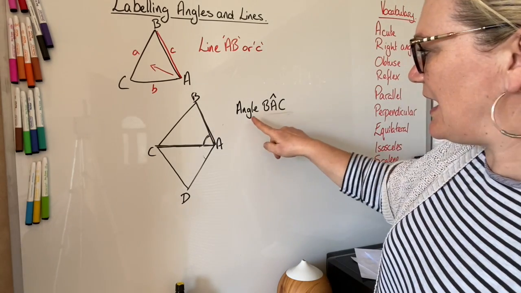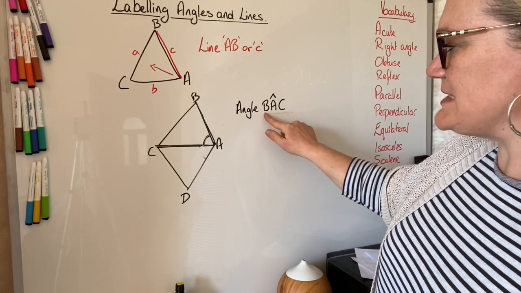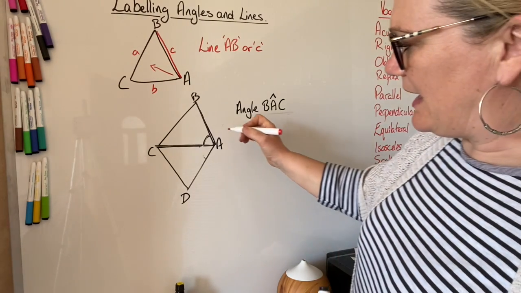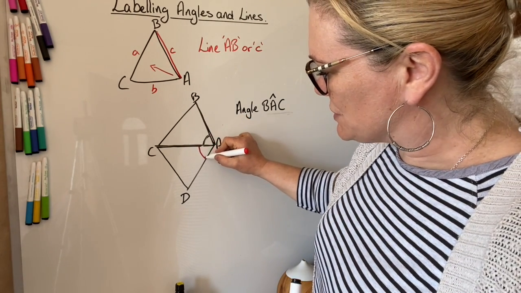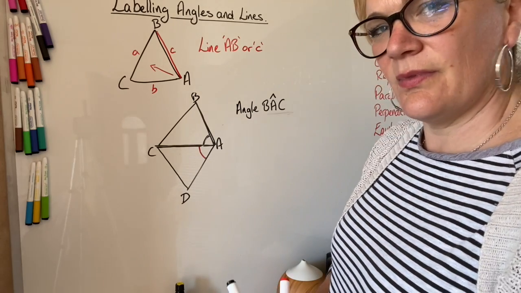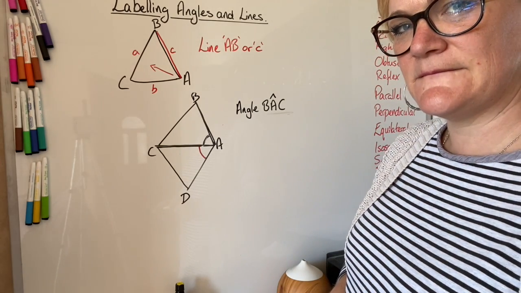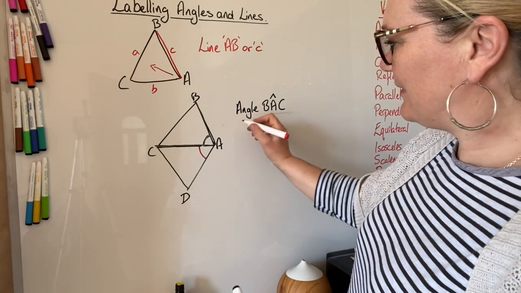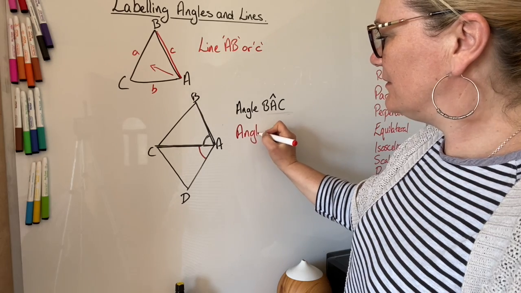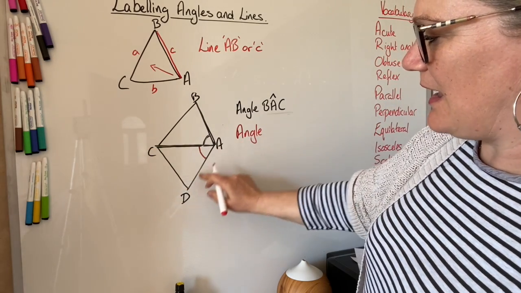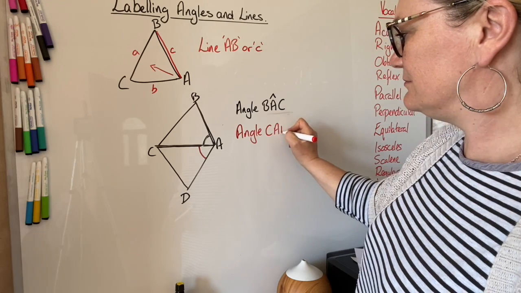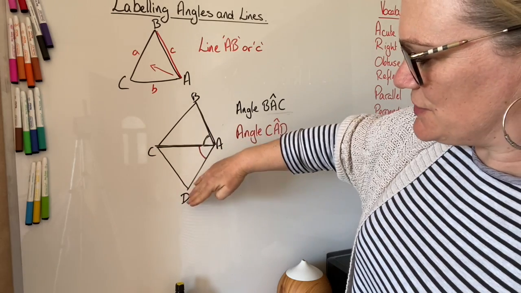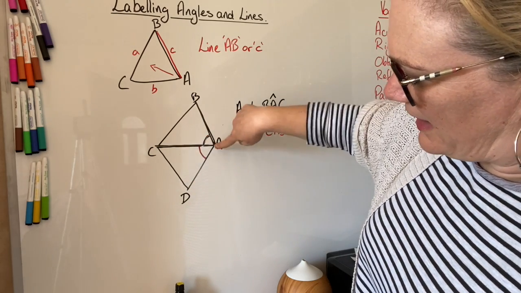Okay, so the angle that we were looking at before is angle BAC. If I wanted the angle that I've got just here, what do you think that would be? Have a think. It would be angle CAD, wouldn't it? Because it's the angle that goes from C to D via A.